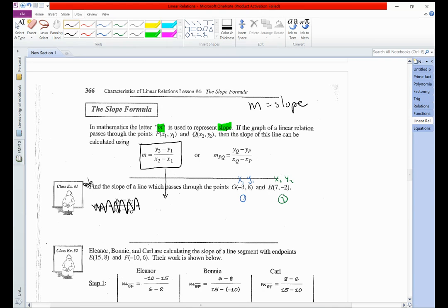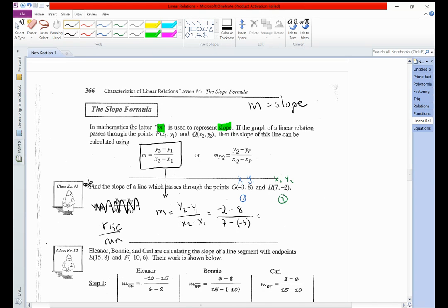So my formula, m, for slope is y2 minus y1 over x2 minus x1. And remember, the y's go on top because slope is rise over run. That's why the y values go on top, because the y represents the change in the vertical direction. So y2 is -2 minus y1, which is 8. x2, which is 7, minus x1, which is -3.